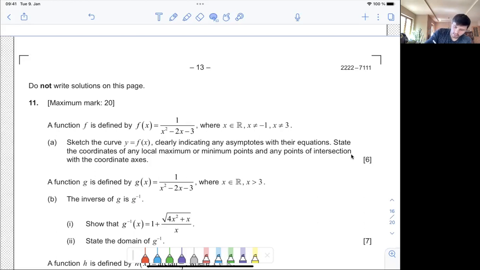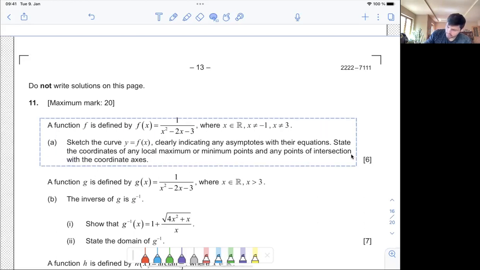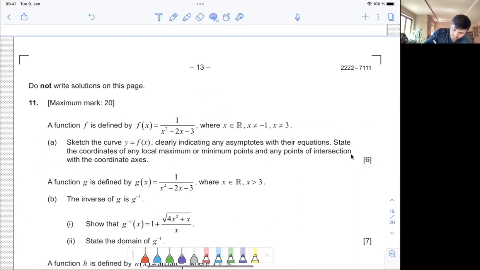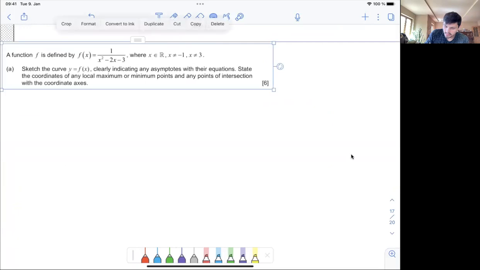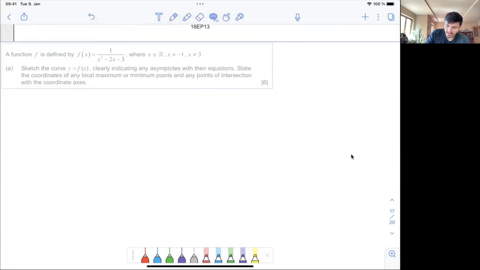Okay, cool. Now let's copy this down to a new page. Oh, chop a little bit of the one off there. And now let's have a look at what we've got. So first things first, we'll start with the idea of the asymptotes.